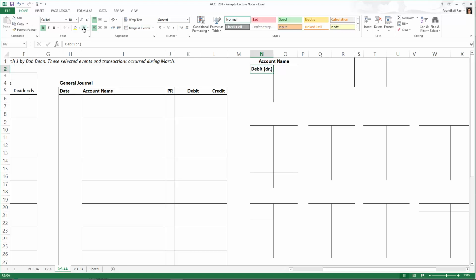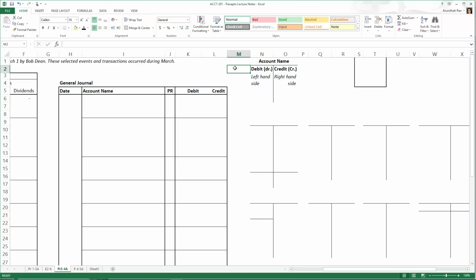We call one side the debit side, the other side the credit side. These come from Latin words, and they are abbreviated as DR and CR. And really all they mean is the left-hand side and the right-hand side of the account. Debits and credits do not mean good and bad. They don't mean increase or decrease. Nothing of the sort, just left-hand side and right-hand side.